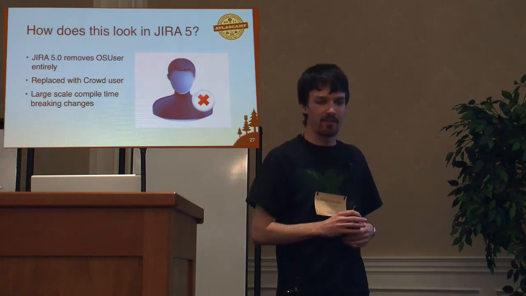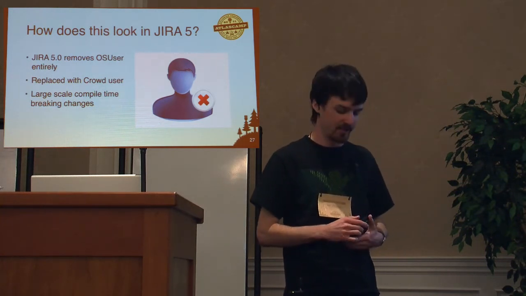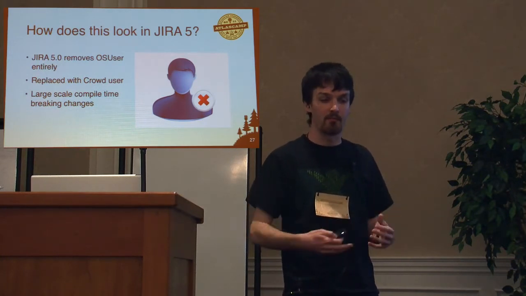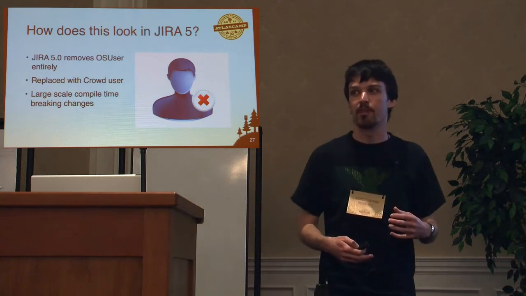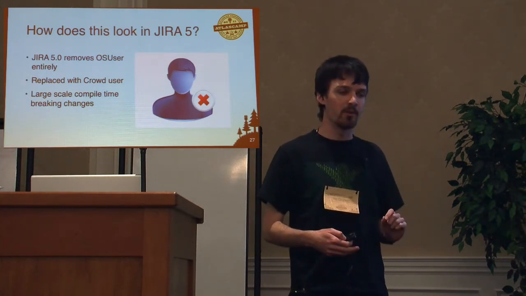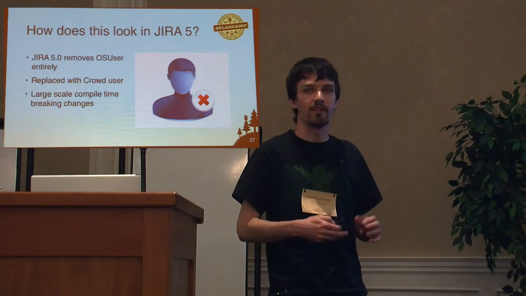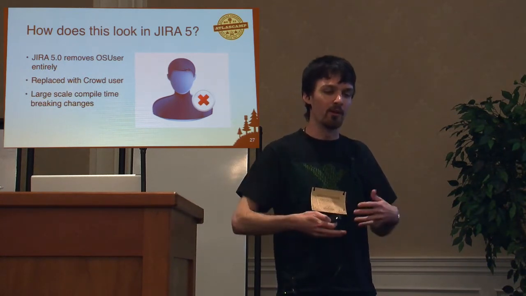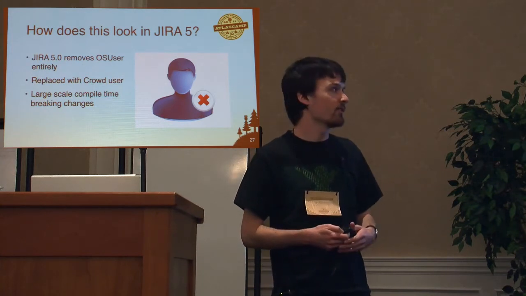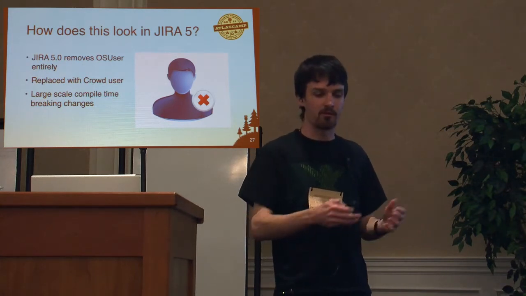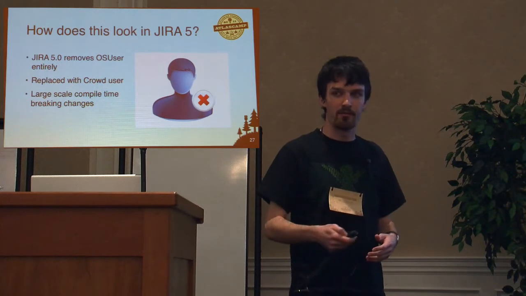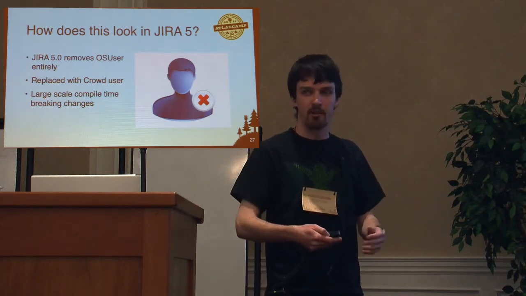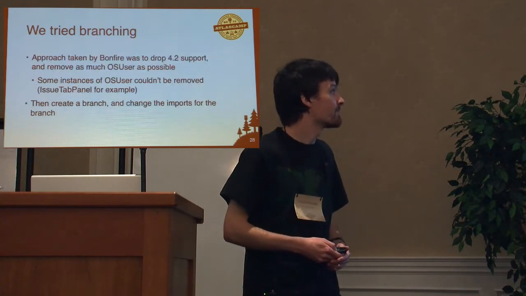And because of this, there are some large-scale compile time breaking changes. So even though there are a number of ways to get out embedded Crowd users instead of OpenSymphony users, there are certain plugin points which will pass you an OpenSymphony user, and there's no way to get around that. And if you try and use those plugin points across JIRA 4 and JIRA 5, the JIRA 5 compile time will break as the OpenSymphony user is no longer present.